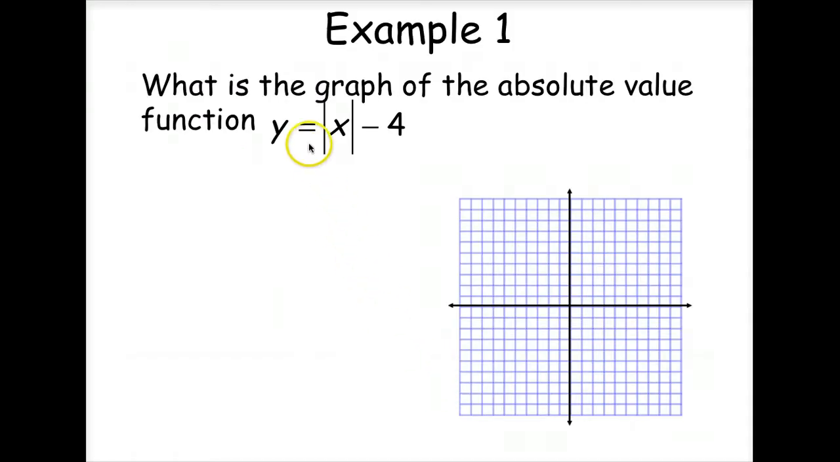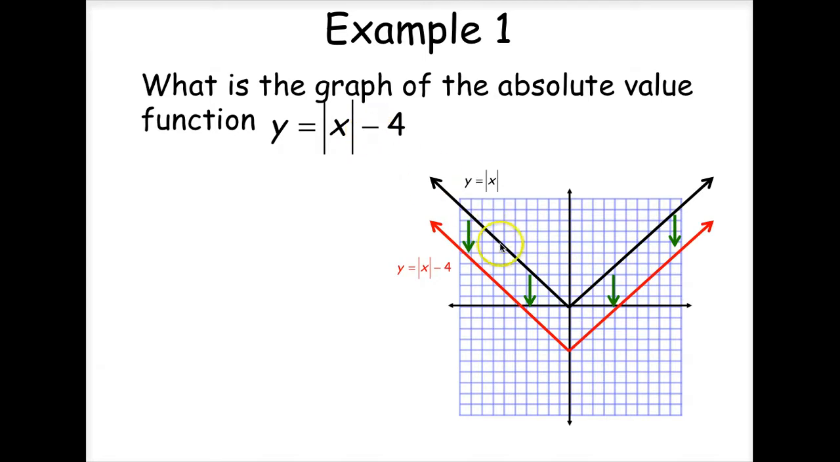So let's look at the graph of the absolute value function y is equal to the absolute value of x minus 4. Okay, so first of all, let's look at the parent function, y is equal to the absolute value of x. So if you want to enter that in your function editor, in your graphing calculator, that would be awesome. And notice that we're going down 4. The -4 is outside the grouping symbol, so we're going to take this function and move it down 4 units.